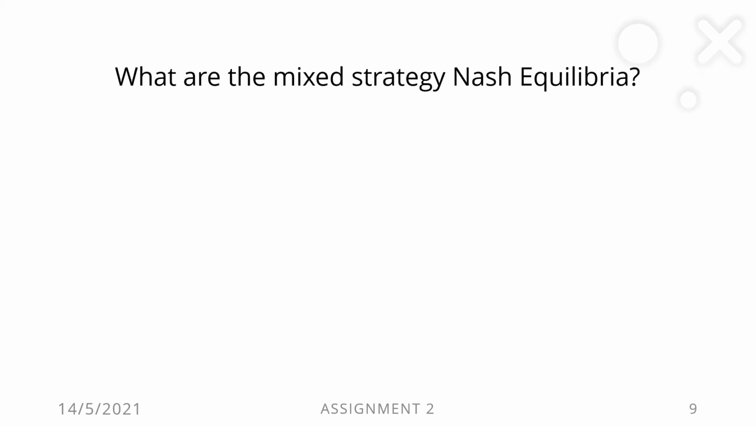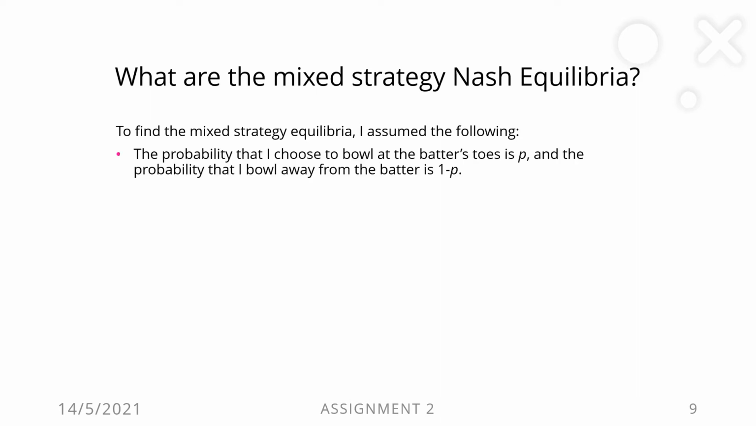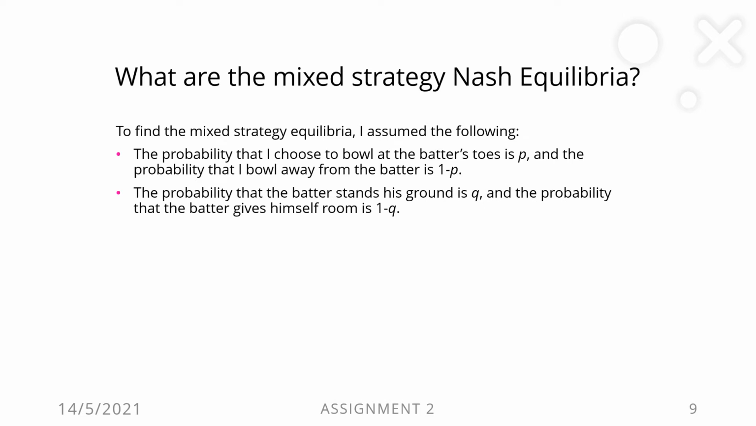So what are the mixed strategy Nash equilibria? In the report, to find the mixed strategy equilibria, I assumed the following: the probability that I choose to bowl at the batter's toes is P, the probability that I bowl away from the batter is 1 minus P, the probability that the batter stands his ground is Q, and the probability that the batter gives himself room is 1 minus Q.